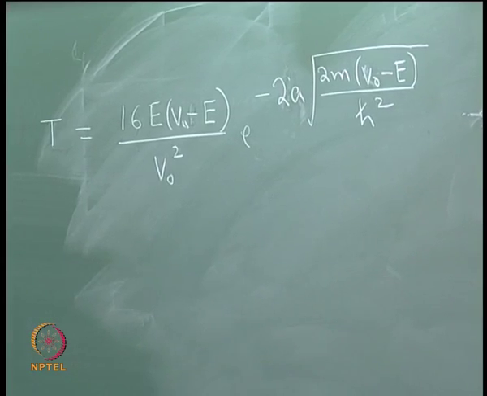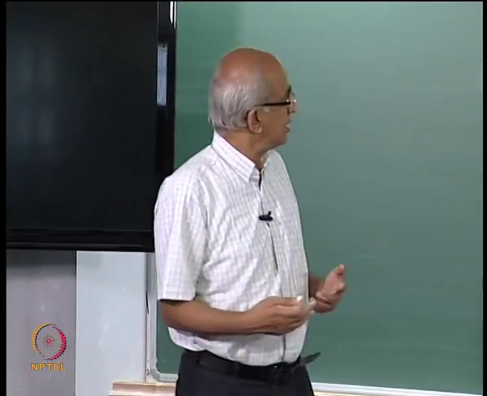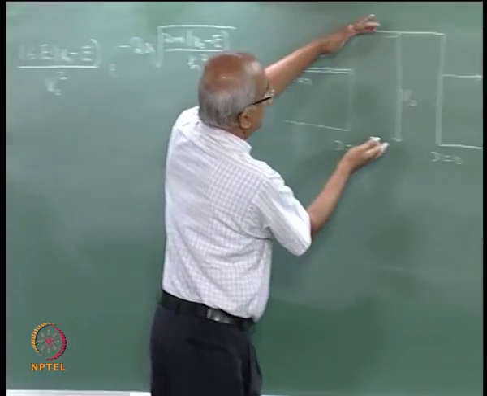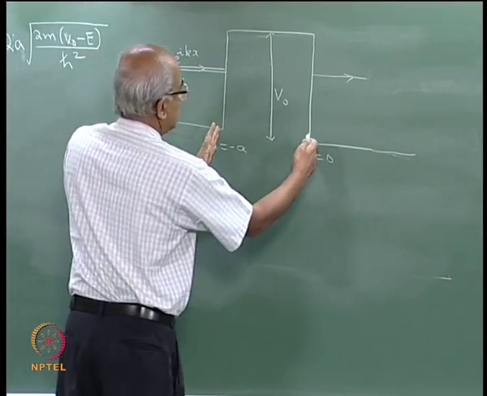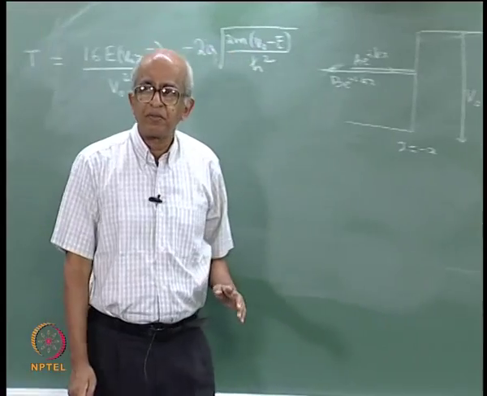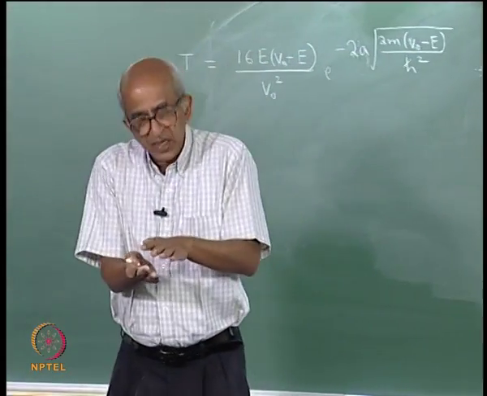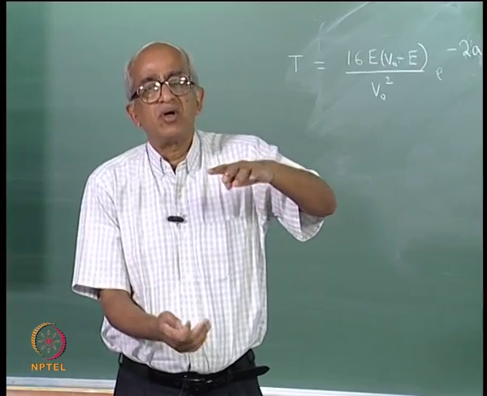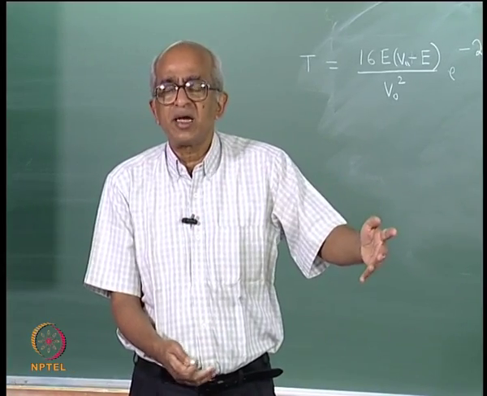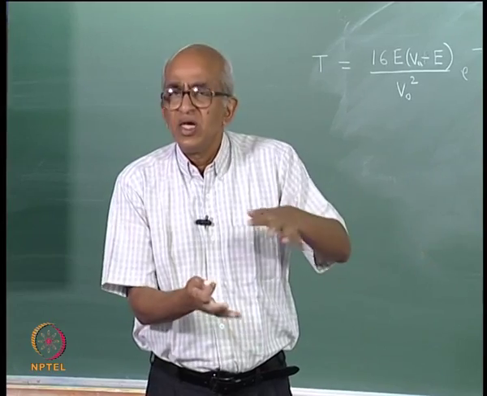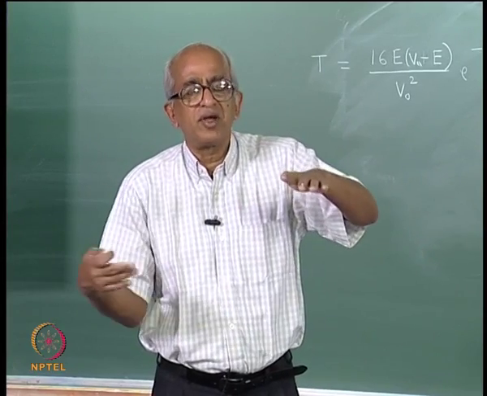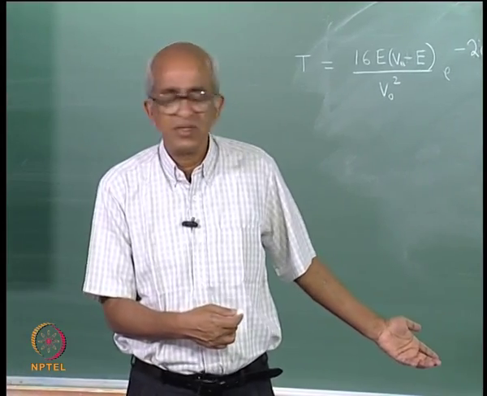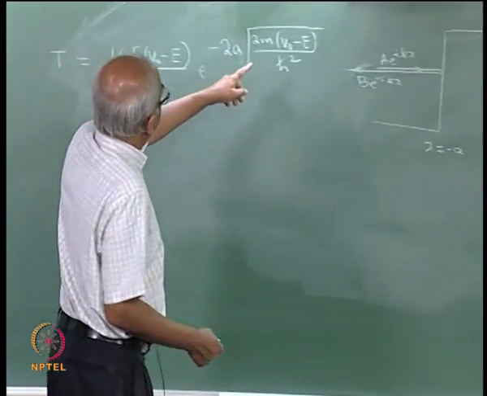Now, this is an interesting expression. Why is it interesting? The reason is this. See, remember V0 is the height of the barrier and A is the width of the barrier. So, suppose I make the height of the barrier larger, that means I am increasing the value of V0. What will happen to the tunneling probability? The answer is physically obvious. If I made the barrier more difficult to go through, then obviously the tunneling probability will decrease. And that is actually reflected in the equation.